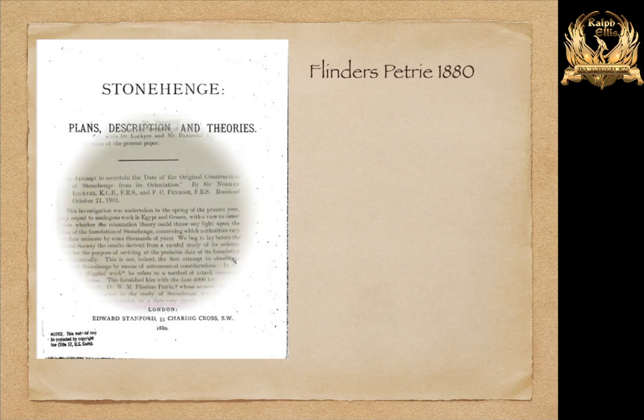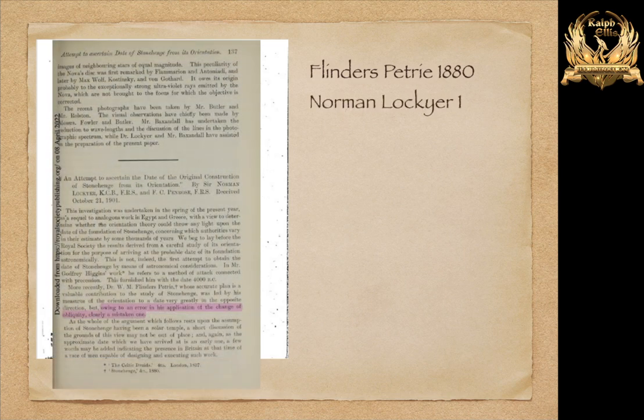And here's someone else who did the same. This is Norman Lockyer in 1900, and he did a full survey, a very professional modern survey of Stonehenge, which was good. And he did a precessional dating, and he pointed out that Flinders Petrie was back to front. And Lockyer came out with a date that was more like 1600 BC or something of that nature.